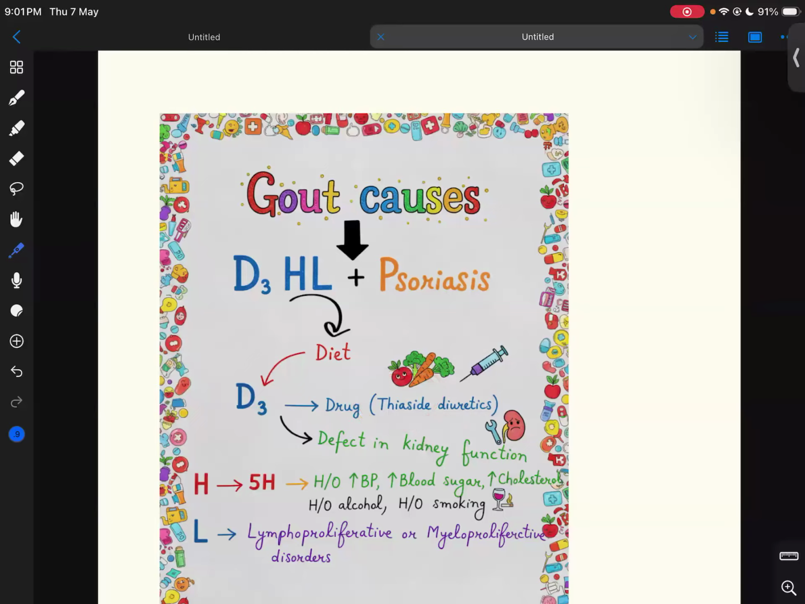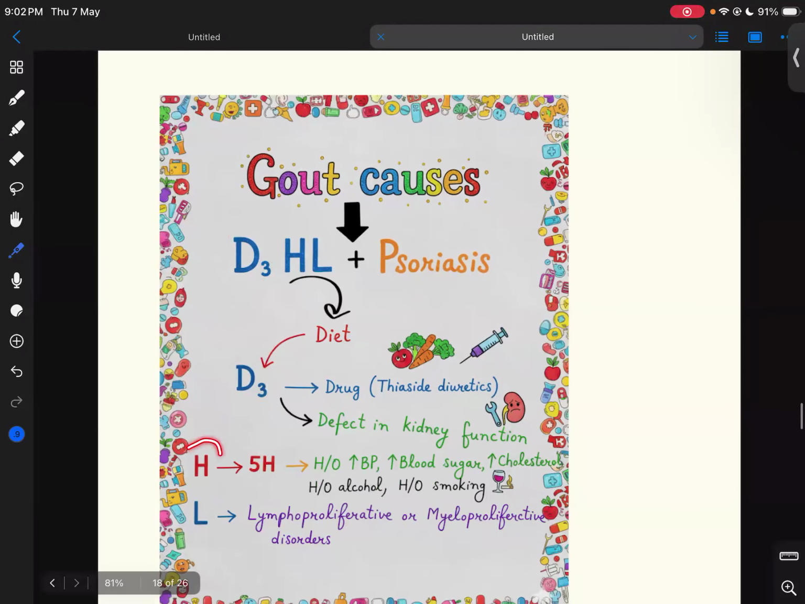There are many other drugs like anti-metabolic drugs or anti-cancer drugs that can cause gout. But for the PACES exam, it is only the thiazide diuretics that we have to keep in mind. And defect in kidney function means CKD. A CKD patient, we all know, can have gout because the uric acid cannot get out of the body. So this goes for D3.